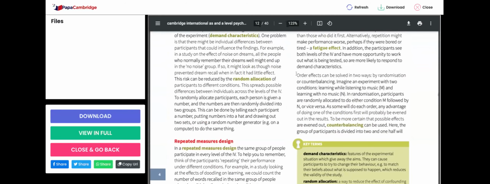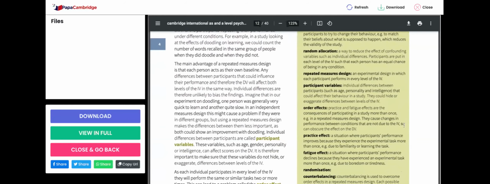Let's just call fatigue effect a disadvantage of repeated measures design for now. That's what fatigue effect is. But in reality, in detail, what fatigue effect refers to, let me get to that. Before I do, in order to prevent fatigue effect and order effect, you have to do counterbalancing. Now I'm going to explain four terminologies to you.